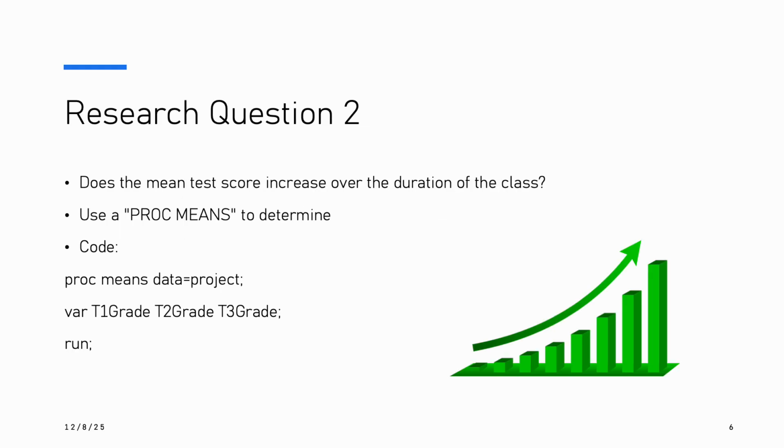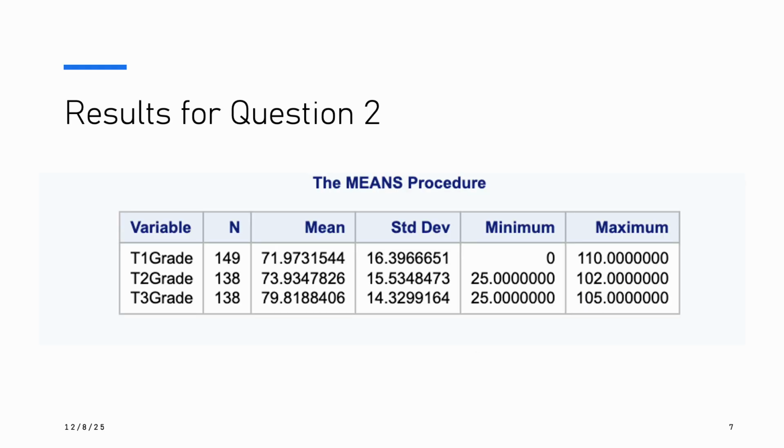For our second research question, we asked, does the mean test score increase over the duration of the class? We used the PROC MEANS to compare the means between the three test scores. We used VAR to compare the numerical scores of test 1 grade, test 2 grade, and test 3 grade. These were our results for question 2.